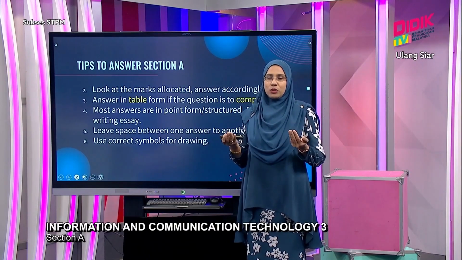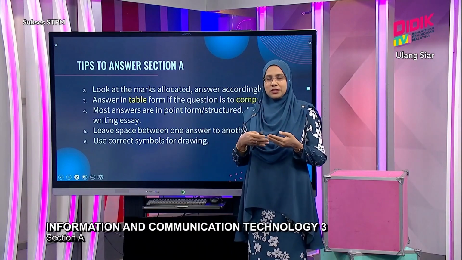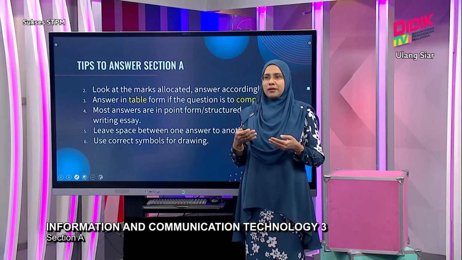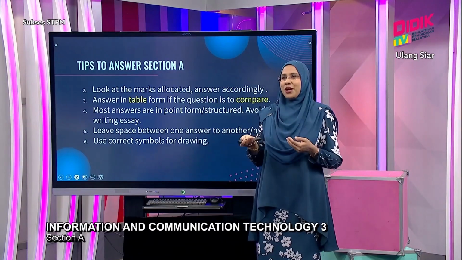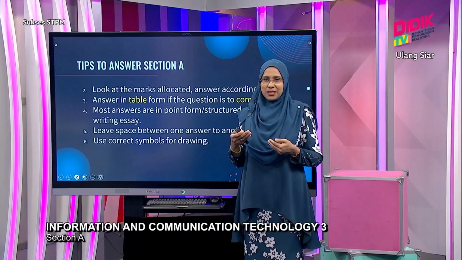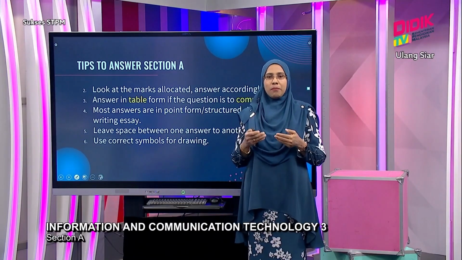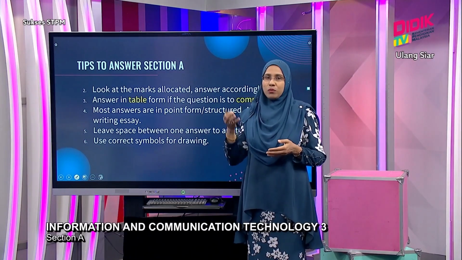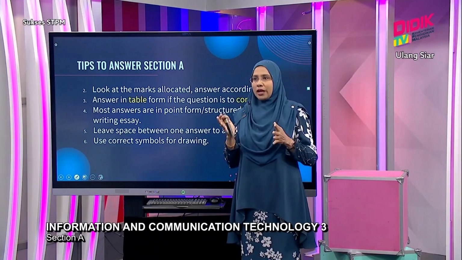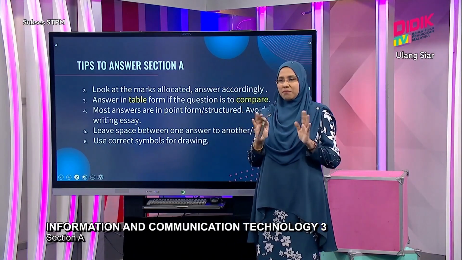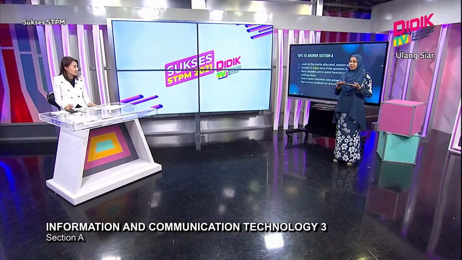Next, I advise that from one question to another question, please leave some space. You can ask for more paper if you have finished using all the pages, so don't try to save paper. For your information, the ICT paper will actually be marked online. Your paper will be scanned and sent to the examiner, who will mark online. So if your work is messy, the examiner may not be able to see your answer clearly.